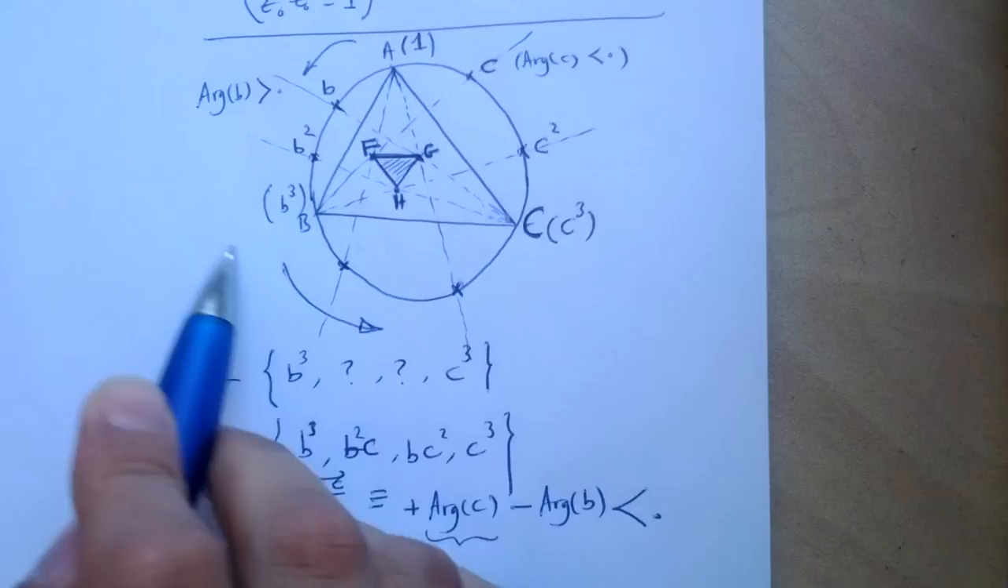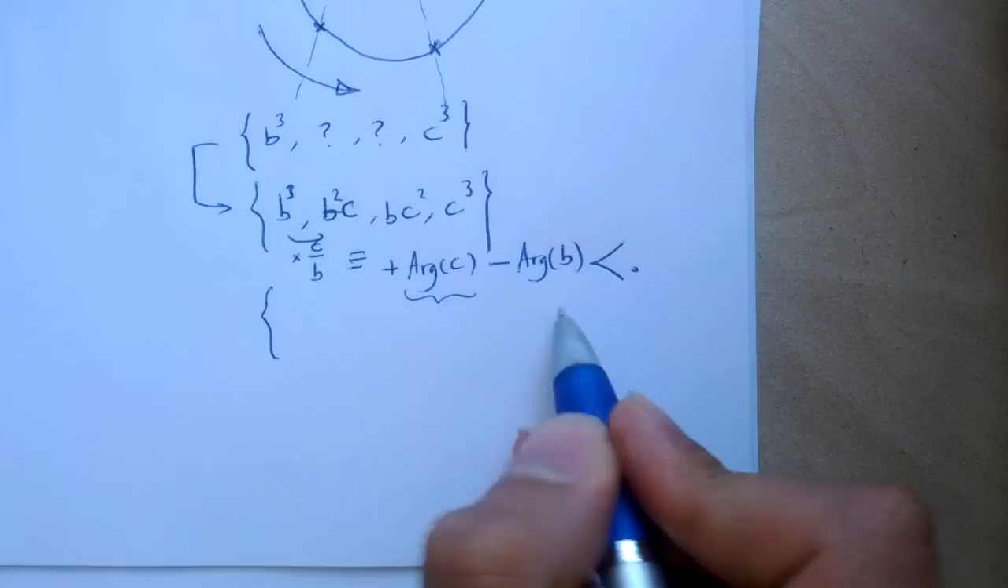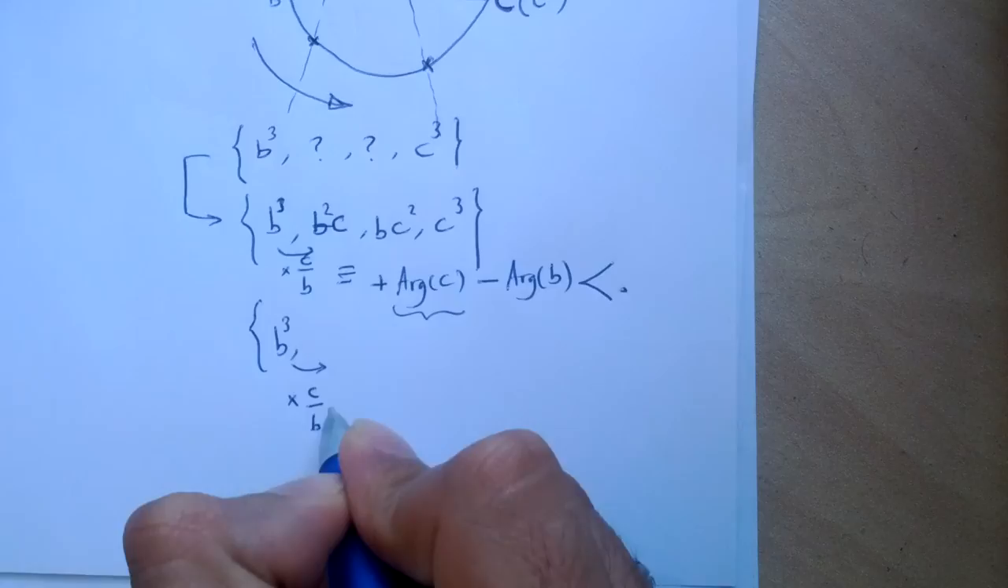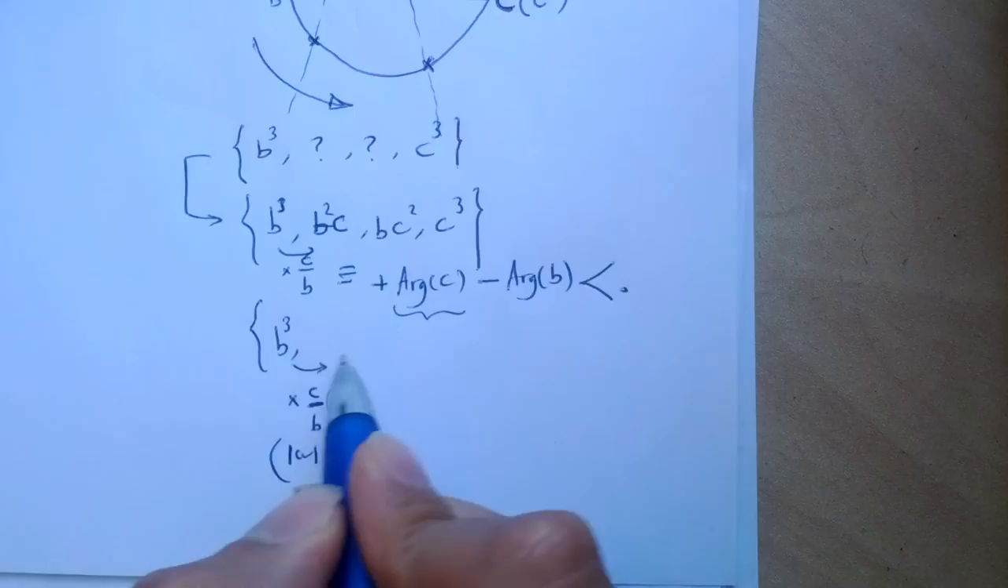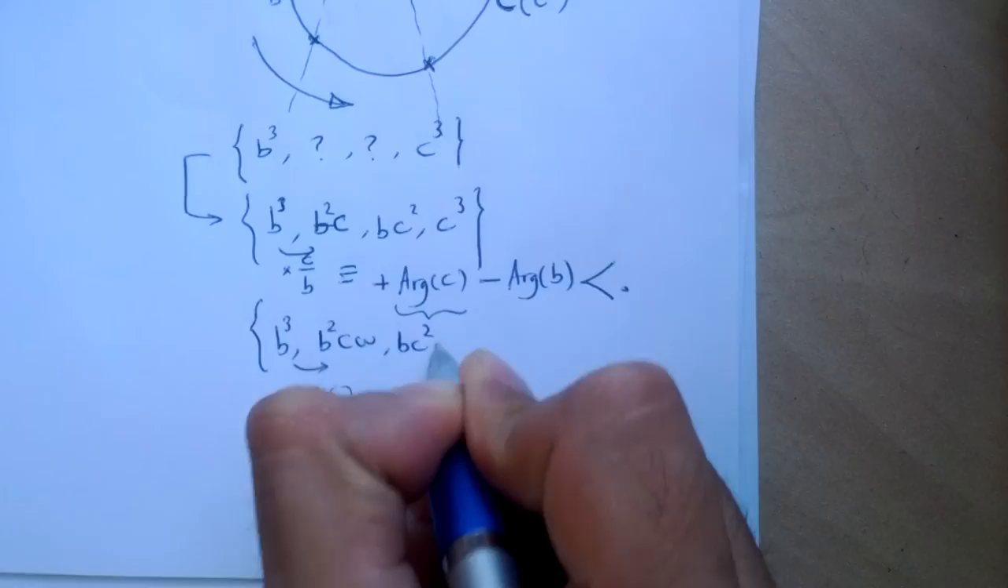So I'm supposed to do something to solve this problem, so that, for example, at each step, rather than multiplying by C over B, I will multiply by C over B times omega, with absolute value of omega equal to 1. Because all the points should belong to the unit circle. So this point will be B squared C times omega. This point will be BC squared omega squared. And C cubed omega cubed.